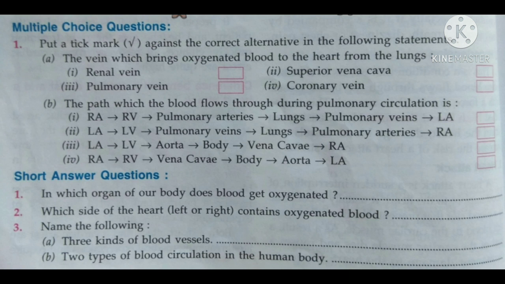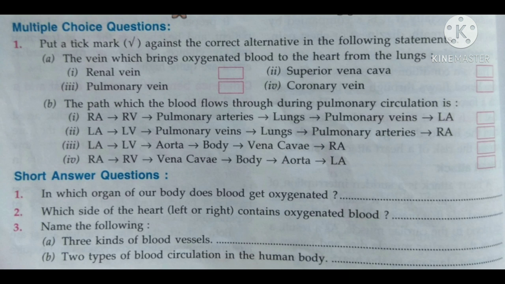The vein which brings oxygenated blood to the heart from the lungs. Answer is pulmonary vein.